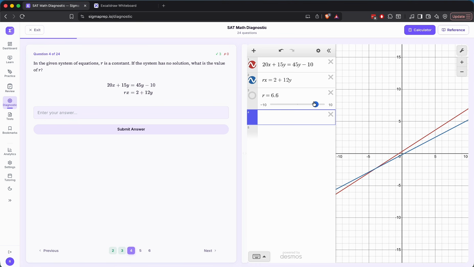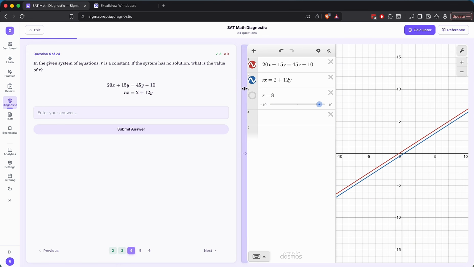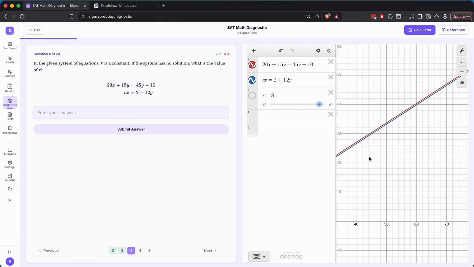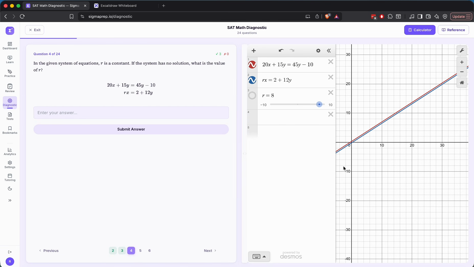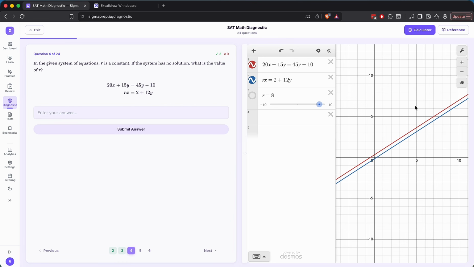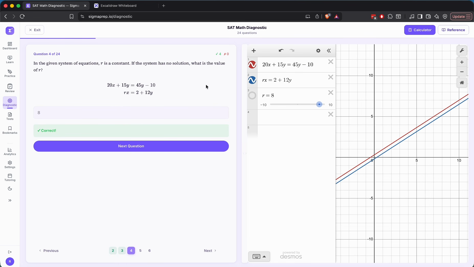And what do we want? We want them to be parallel, right? So it looks like right about there. Typically, this one's always an integer. That's why I like to try with a slider, because you're not going to usually get a really weird decimal answer. It's always a whole number from all the problems I've seen. So sometimes it's worthwhile to just try with a slider like that and see if you can find it pretty quickly. So 8 is correct, but let me show you how you can do it otherwise.